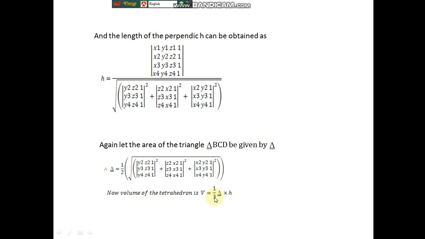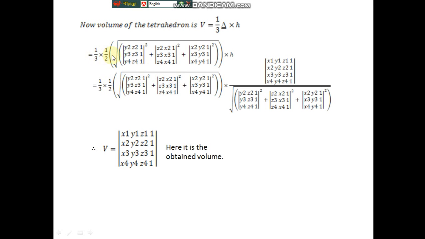Now the volume of the tetrahedron is given by the formula V equal to one third of del into h, where del has been obtained in the previous line, and h has also been obtained here. So we put the value of del and h here. Here we put the value of del, and we also put the value of h in the next line, and the denominator and the numerator cancel as they are the same.